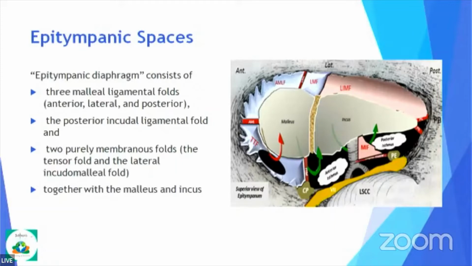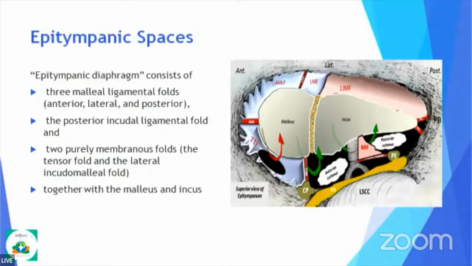So, a little bit of detail on the epitympanic diaphragm. I'm just trying to simplify the matter, not going much into the complexities. The epitympanic diaphragm, as I have said, consists of the three malleolar ligaments, that's the anterior, lateral, and the posterior. The posterior incudal fold, and the two membranous folds, that's the tensor fold and the incudomallear fold. So basically, simple thing: there is something which is partitioning, and there are gaps between the two.